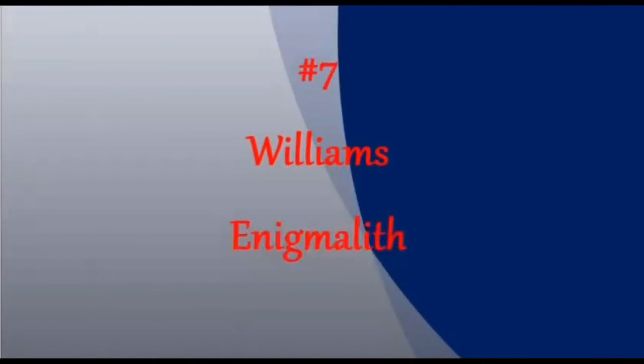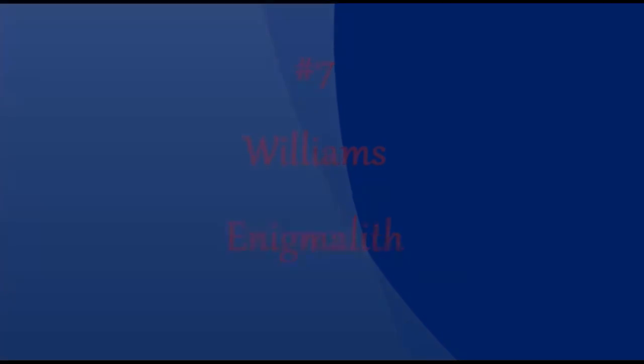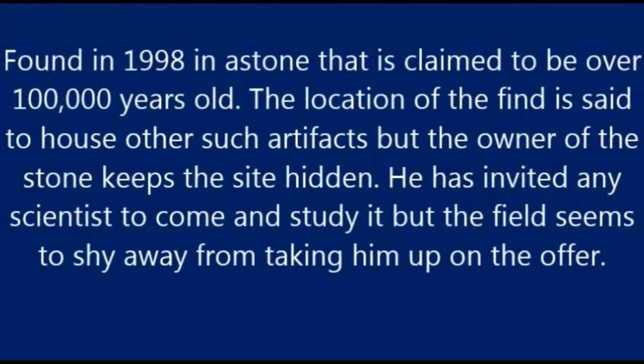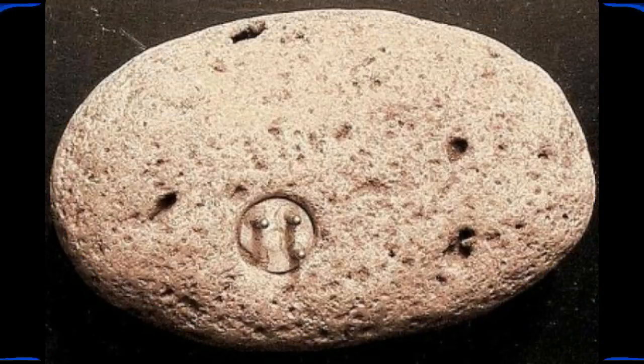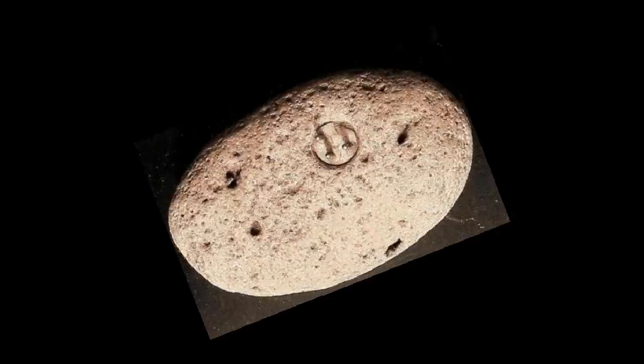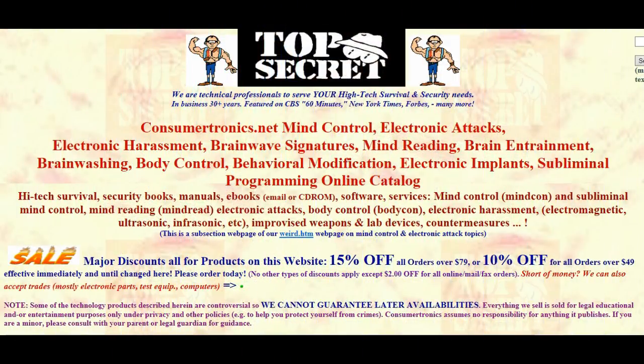Here we have the Williams Enigma Lathe, which is still one that has its mystery surrounding it, but within the topic, it also has quite a bit of speculation. This stone was reportedly found in 1998 by John J. Williams in an undisclosed location in the United States, and he holds the equally convenient job in relation to a plug in a stone as an electrical engineer. Not to mention that he is also the CEO of a company called Consumertronics.